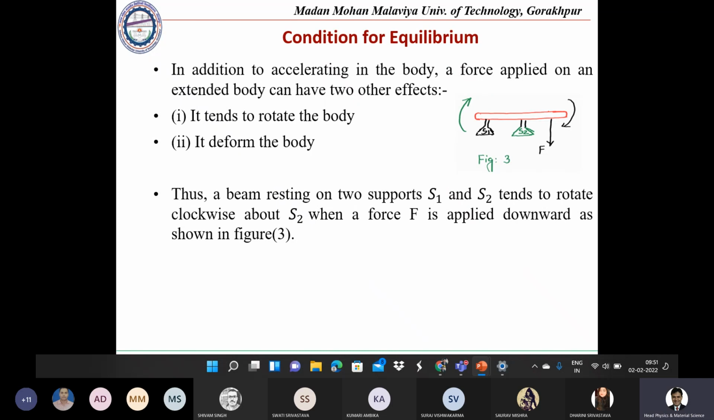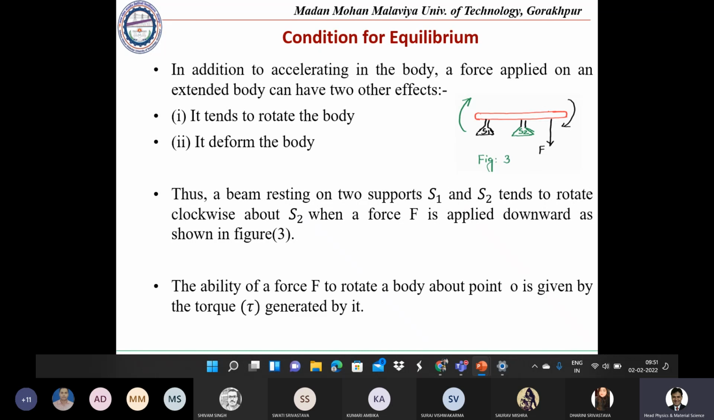Thus, a beam resting on two supports S1 and S2 tends to rotate clockwise about S2 when a force F is applied downward as shown in this particular figure. That is figure number 3. The ability of the force F to rotate a body about the point O, for example, if we are taking a particular point that has not been mentioned here, that is O, is given by the torque, that is tau, generated by it. What is the torque generated by the force F?